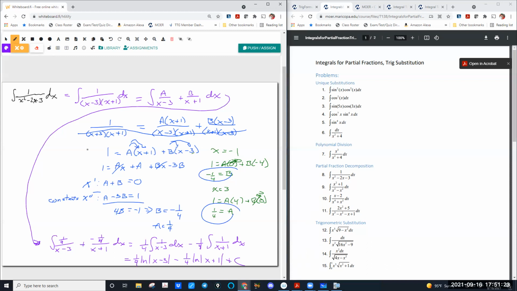Okay, so here's what I want you to take from this one. You do the factoring. That's the denominator factors. That's your note that there's partial fraction decomposition. You set up your partial fraction decomposition, which then allows you to set up your system. You solve your system, plug those back in, and then you integrate.